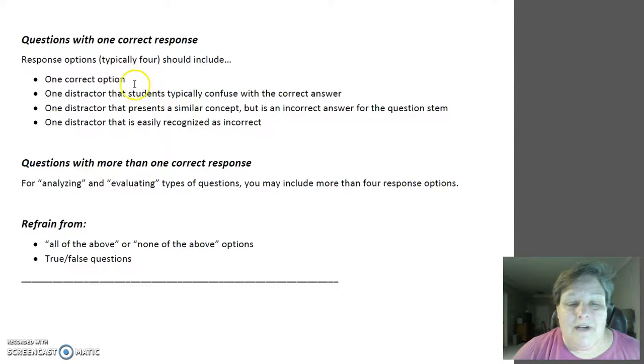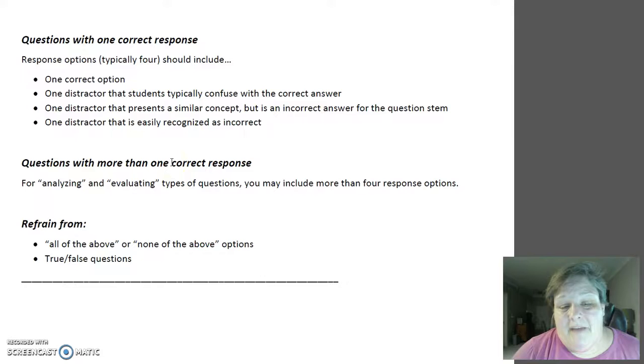You obviously have 1 correct option, but you need to know that the distractors, or the other 3 options, have a level of difficulty, something that really separates the wheat from the chaff. Then there should be one that half the students would get correct, and then there's one that is kind of like an easy out, that they know is obviously going to be incorrect. Now, that's usually when you have just 1 correct response for multiple choice.